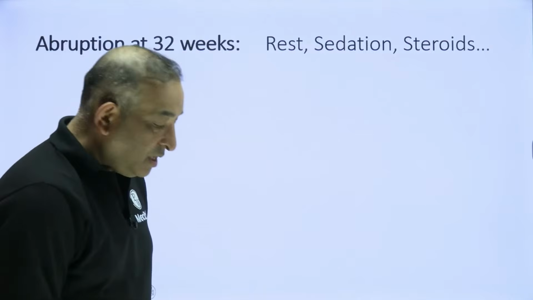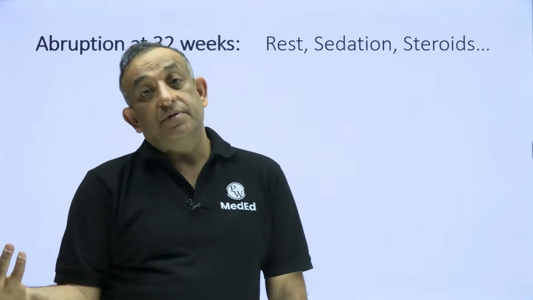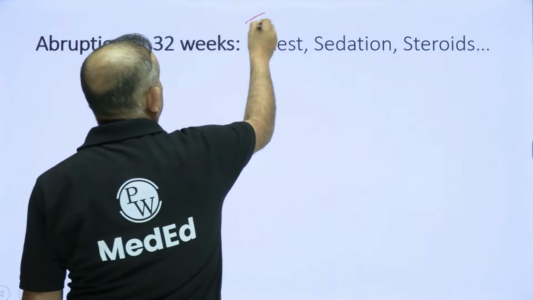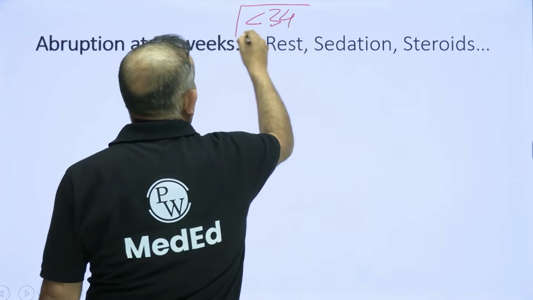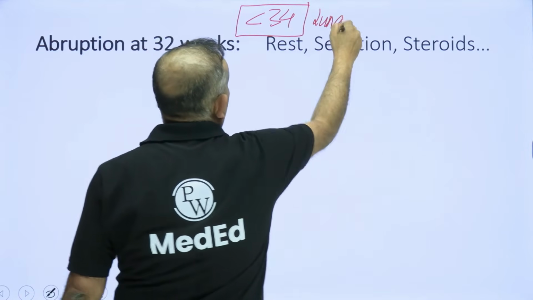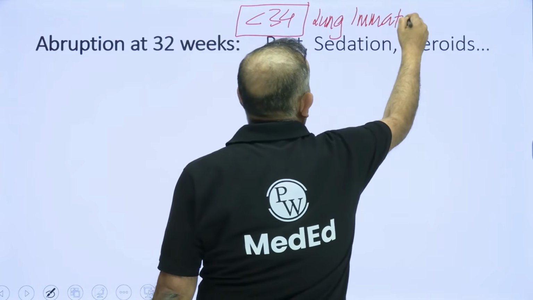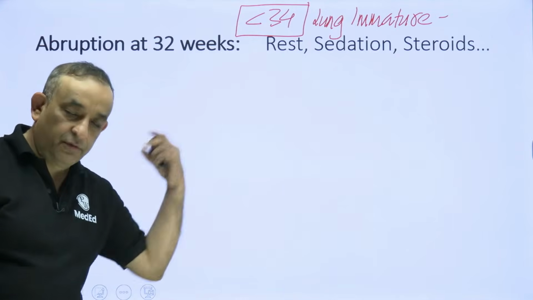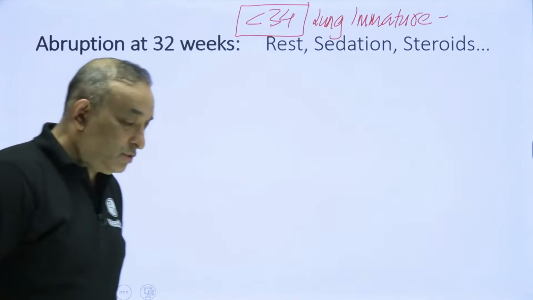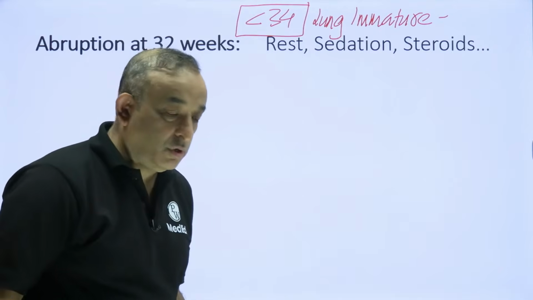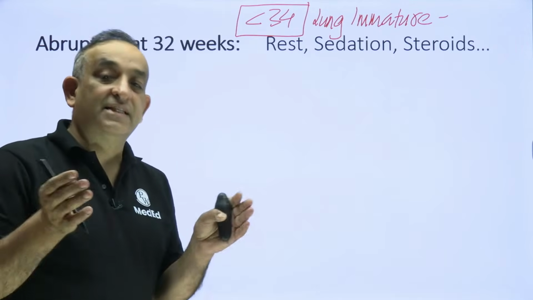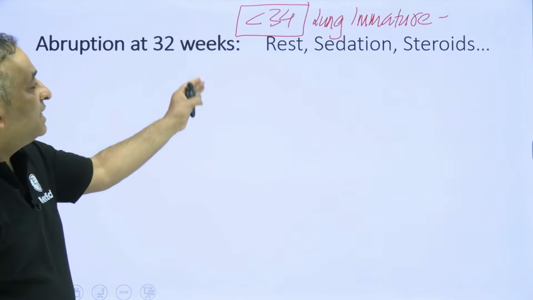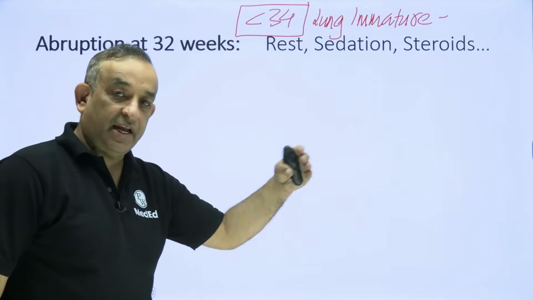If there is abruption happening before 34 weeks, just like placenta previa I discussed, before 34 weeks, lung is not mature. Now, if there is abruption at 32 weeks, that is less than 34 weeks, the lung is immature. If the lung is immature, then what do you do about this? Immature lung, that is before 32 weeks. Before 34, I'm just giving you example of 32 weeks. Don't get confused. Before 34 weeks, lung is immature. Both placenta previa and abruption, I've given you example of 32 weeks. Okay, don't get confused.